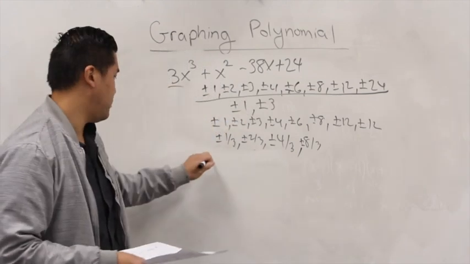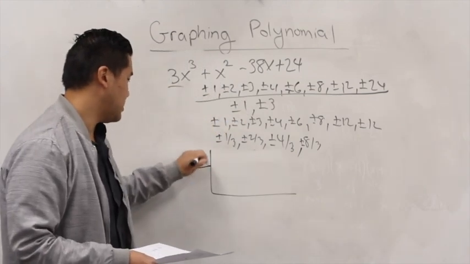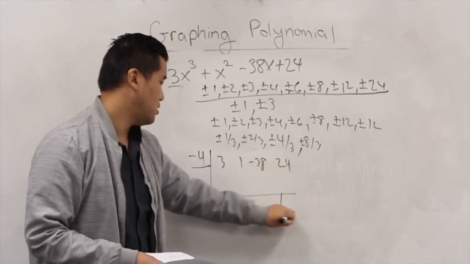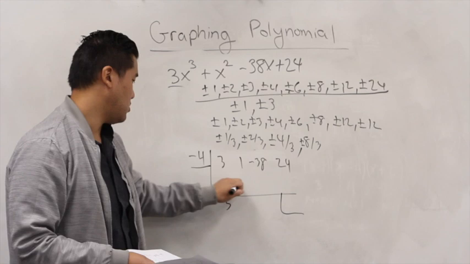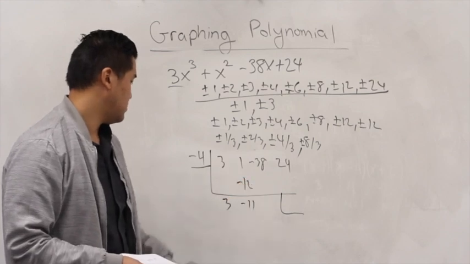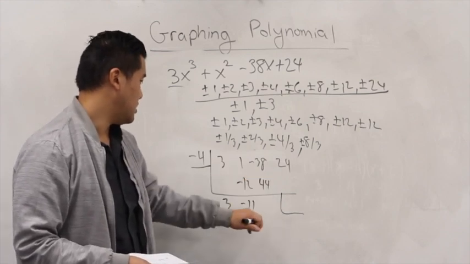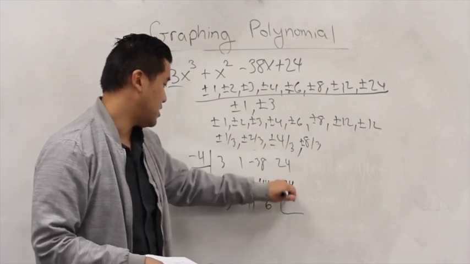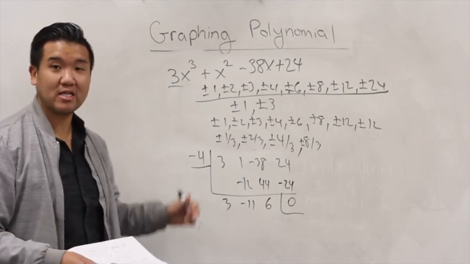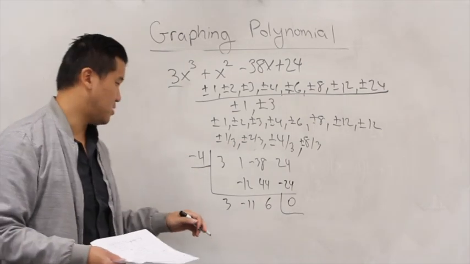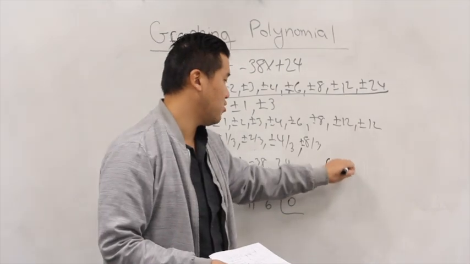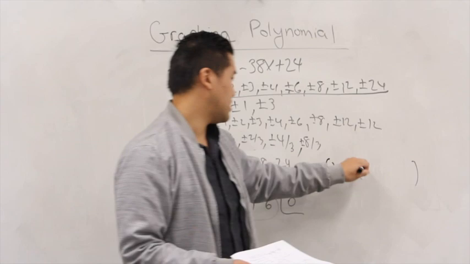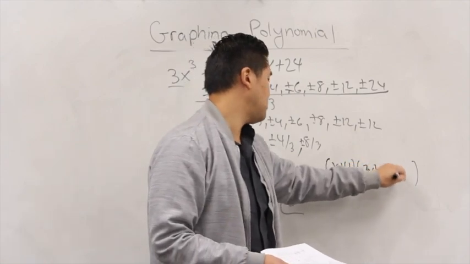So let's try negative 4. You got to keep trying. This is where the tedious part comes in. So 3, 1, negative 38, 24. You get 3, you get negative 12, you get negative 11, you get 44, you get 6, and you get negative 24. So it actually did work. So x equals negative 4 is an x-intercept, which means what? X plus 4 is a factor. This is what's left over. So you have 3x squared minus 11x plus 6.